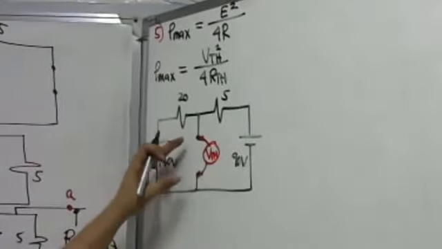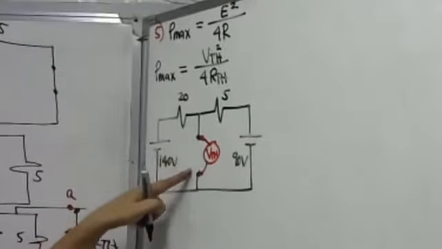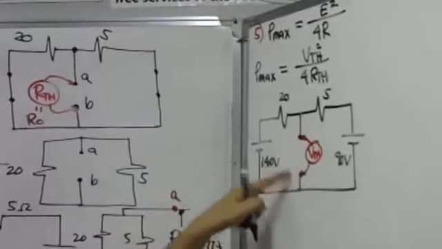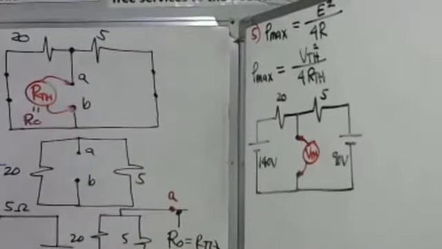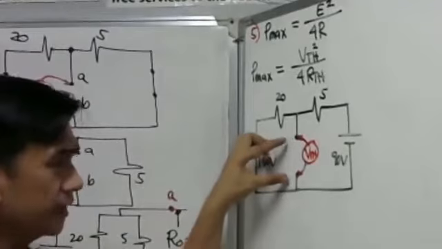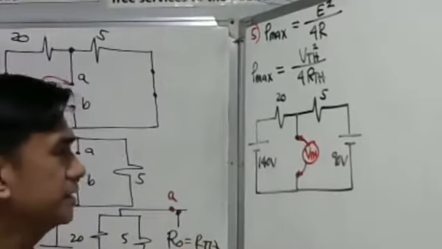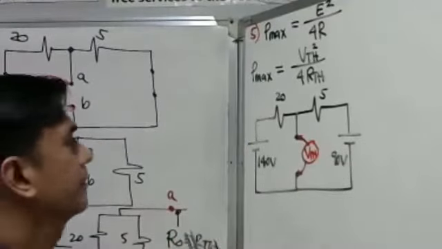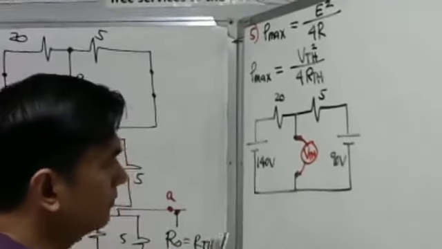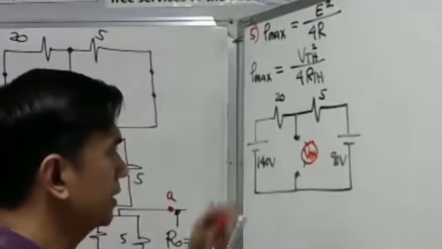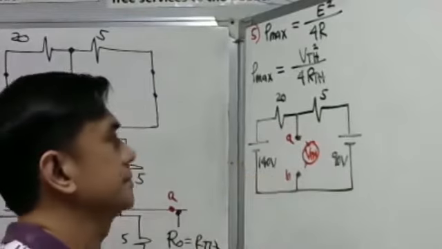So, what is our open circuit voltage here, or our VTH here? This is just an open circuit voltage. We have here our two terminals. I will remove first our voltmeter terminals. So, this is our terminals A and B.